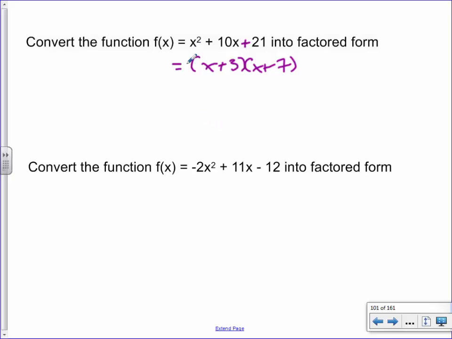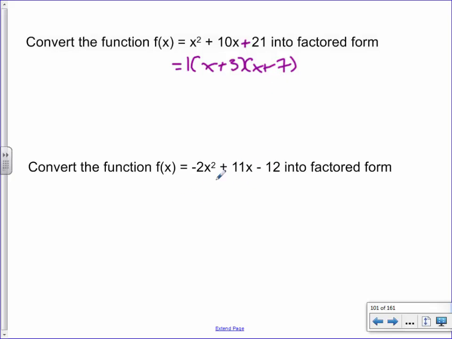What's the coefficient out front of this thing right here? Just 1, yeah. So this is a smiley face graph, and the x-intercepts are at negative 3 because of the plus 3, and they're at negative 7 because of the plus 7.